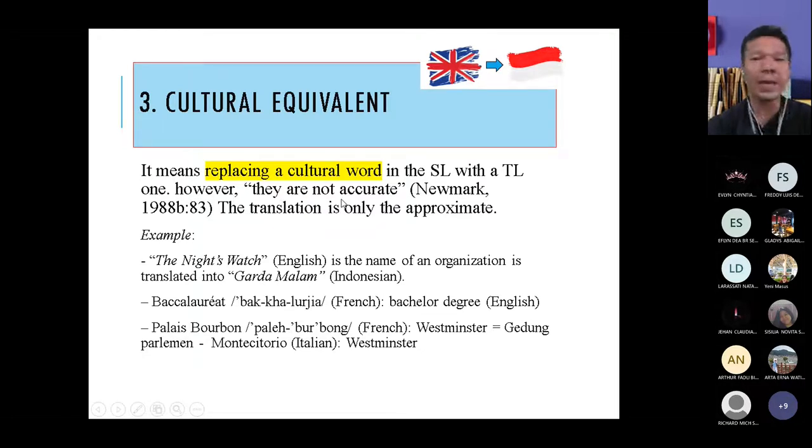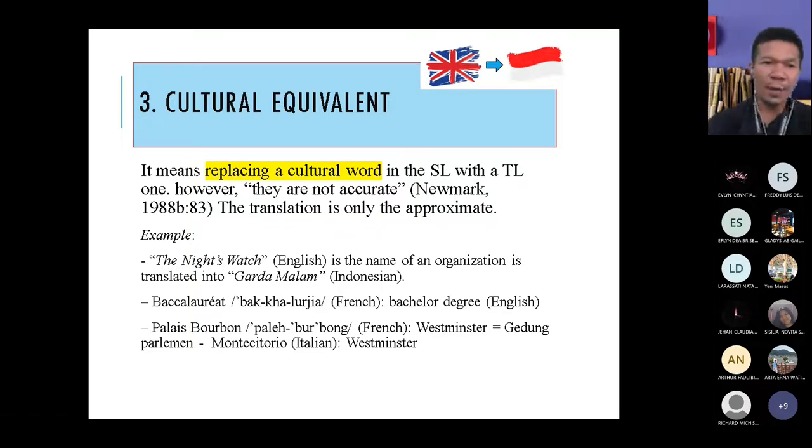However, they are not accurate. Why are they not accurate? Because maybe the name must be different, but the thing may be similar. For example, in Indonesia we call it mawar, in English they call it rose. The name is different but the physical thing is the same. But sometimes the material or the thing is not the same, but they have the same function. So we use the word in the target language that has the same function as the thing but a different name.